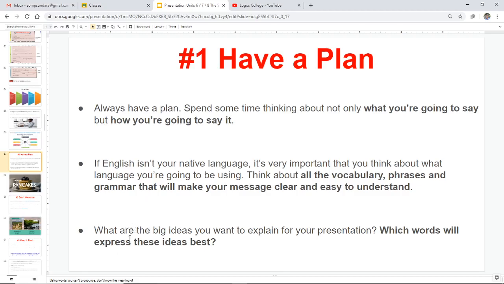Look at the last bullet point. What are the big ideas you want to explain for your presentation? Which words will express these ideas best? Right? So here's where planning is very important. Right? You need to pick the correct words to best convey your message.